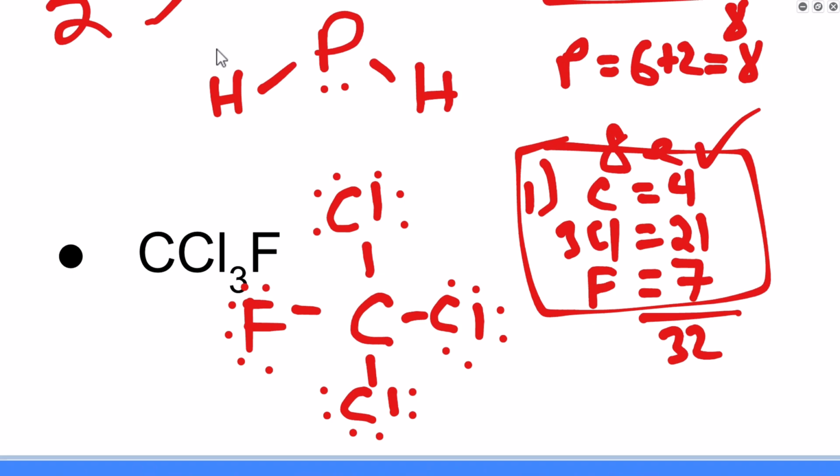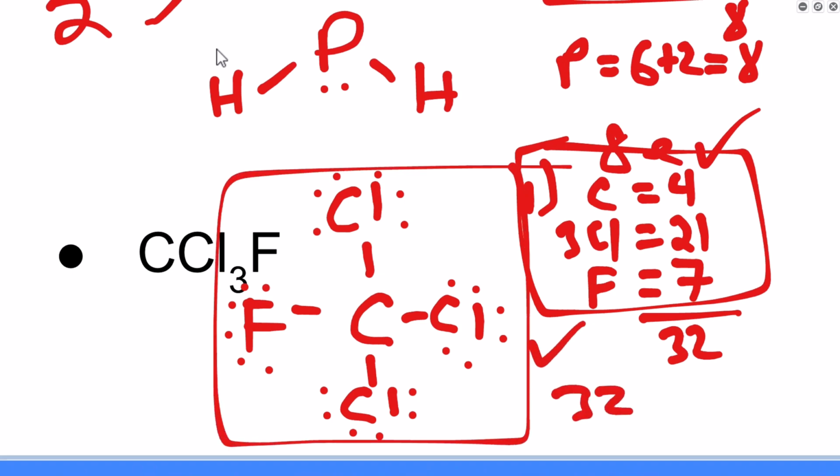And now let's add them up and see what we get. So 2, 4, 6, 8, 10, 12, 14, 16, 18, 20, 22, 24, 26, 28, 30, 32 in that structure. That is done, and that is a correct Lewis structure. Again, I'm following the exact same set of rules that we just went through and discussed.